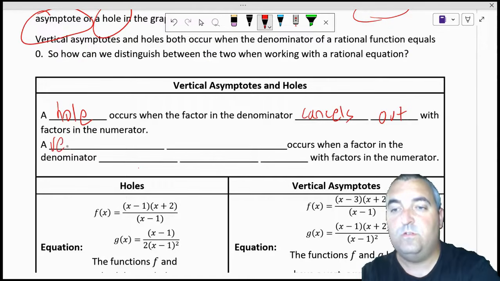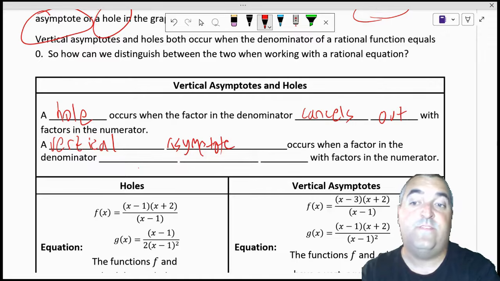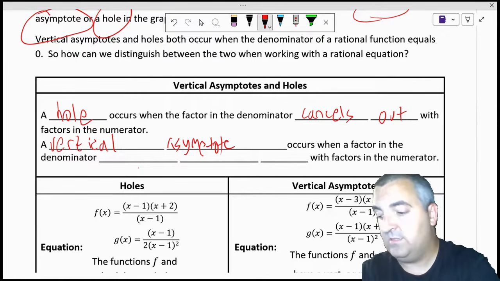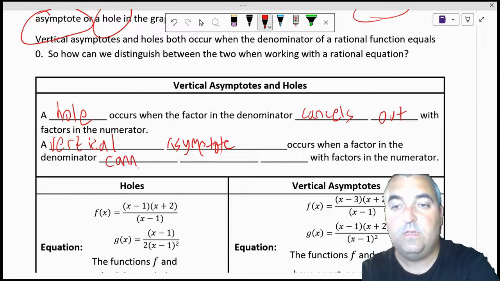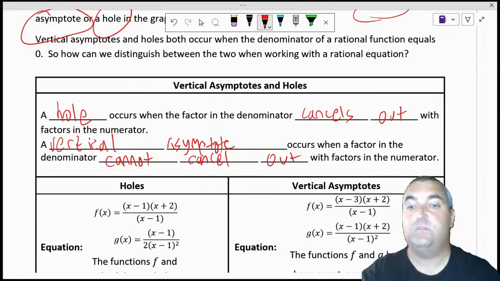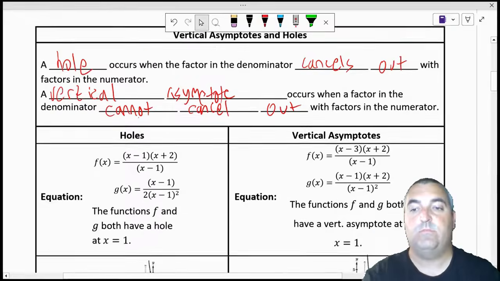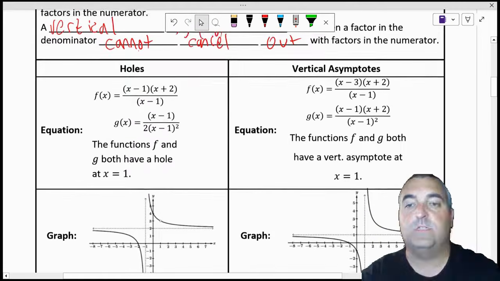A vertical asymptote occurs when a factor in the denominator doesn't cancel out, or cannot cancel out with a factor in the numerator. So in other words, you simplify the rational function, and it still has a factor in the denominator. That's going to tell you your vertical asymptote. So you can kind of see here a couple examples.